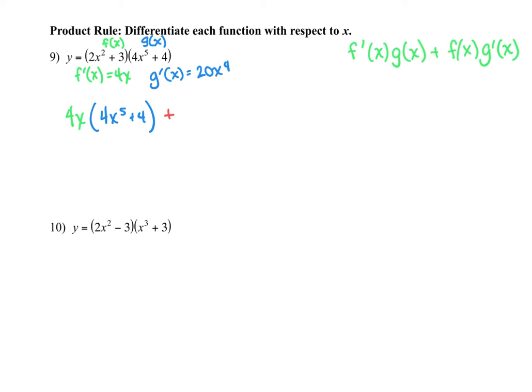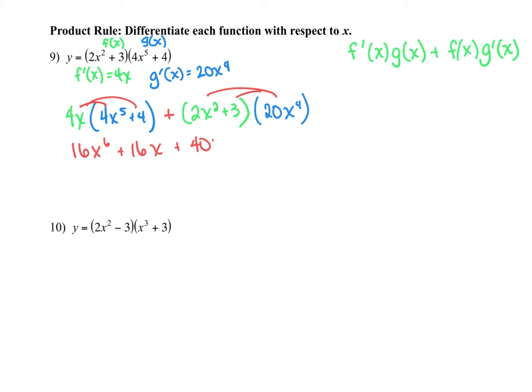Then f of x, the way it is originally, times g prime of x. And then you're just going to distribute and simplify. So distribute your 4x through. Distribute your 20x through. And then see if there's anything you can simplify.